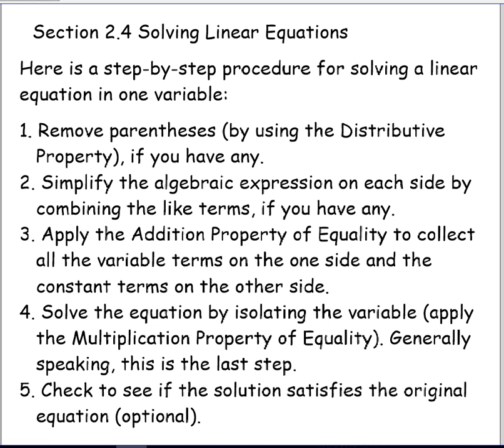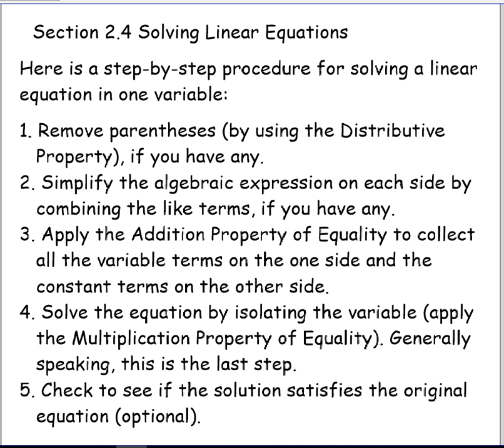That means we're going to need to distribute what's outside of parentheses. Second, we're going to simplify the expression by combining like terms. Is there anything that can be combined on the left-hand side together or on the right-hand side together? And then we get to start moving. We'll apply the addition property of equality to move everything that has a variable x to one side and everything that does not have an x, or the constants, to the other side.